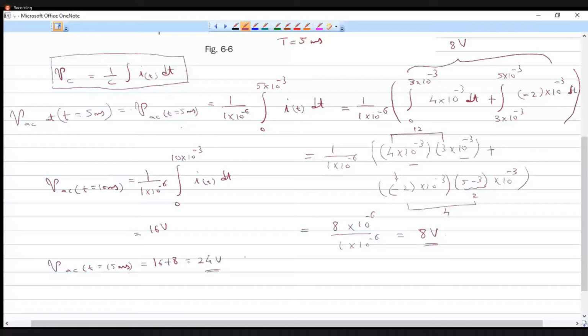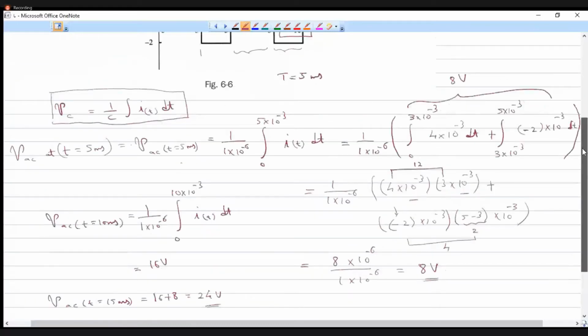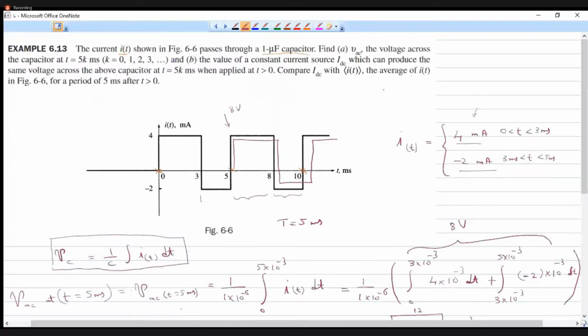So the voltage keeps on increasing as we apply more and more cycles of this particular current. Voltage is going to build, because for every one cycle of current, more charge is getting accumulated across the capacitor plates. So that is the answer to this part A. That is, for every 5k millisecond, as k takes the values 0, 1, 2, 3, etc., the voltage keeps on building in steps of 8 volt.